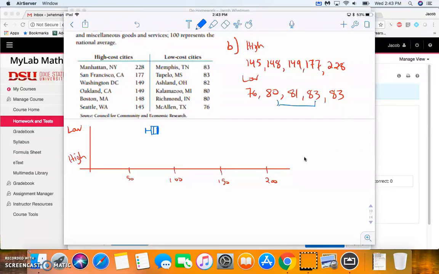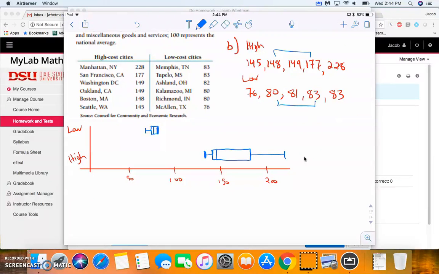Now the higher cost cities, we're at 145. Well, first let's create this box. So that goes from 148 all the way to 177. So I'm going to go 148. We'll call that 177. They don't have to be exact. They can be approximate. And then 149 is the median, so I'm going to draw the median there. And then we drop down to 145, which isn't too far below, but then 228. Well, I guess it's probably not to scale there.